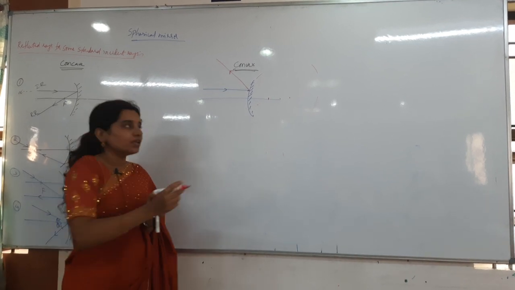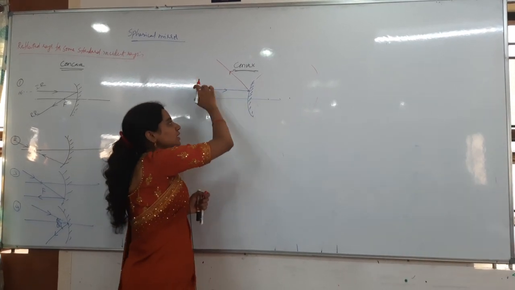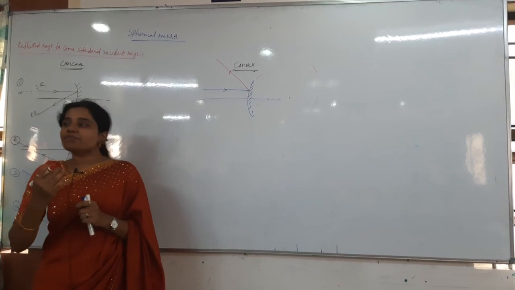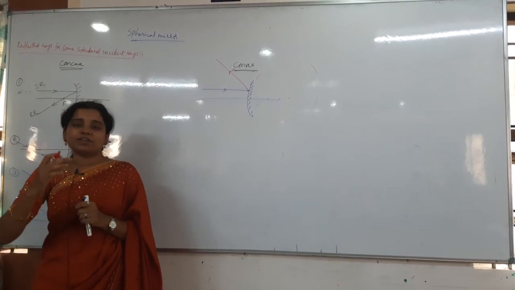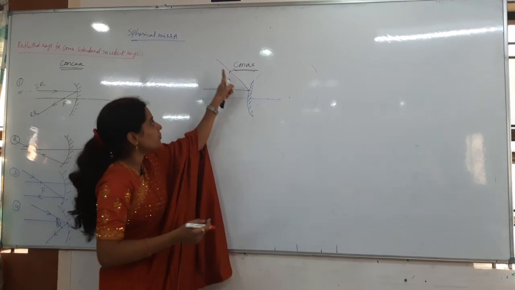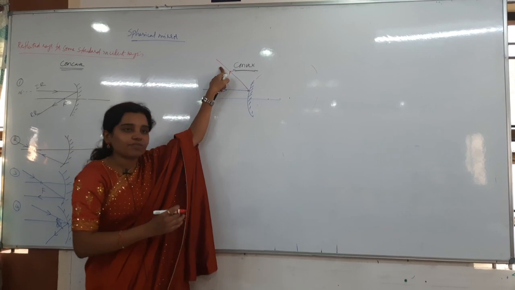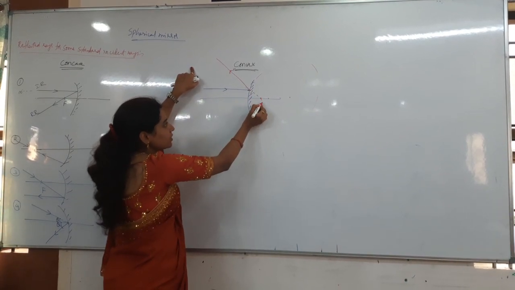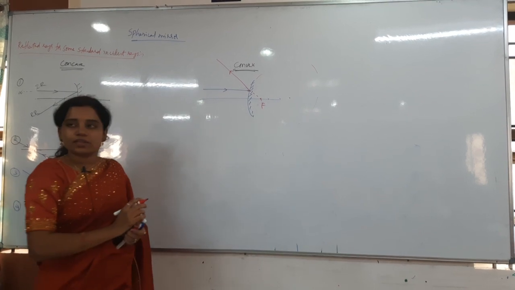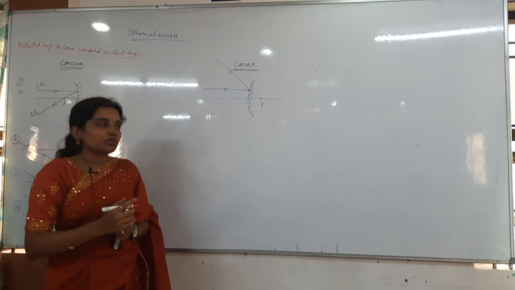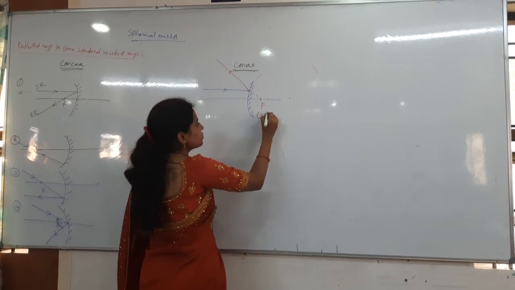Virtual focus. Now whenever the ray is incident parallel to the principal axis, in which direction will it reflect back? It will appear like it is coming from the focus only. So it is going from here. If I ask from where it is coming, you have to say that it is coming from the focus. This is the focus. Clear? It appears so because we are extending in the opposite direction. So which type of focus is this? Virtual focus.